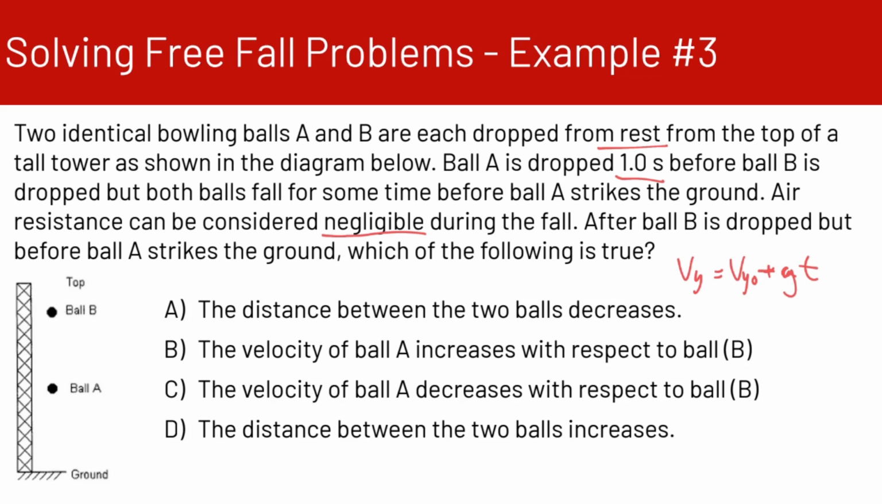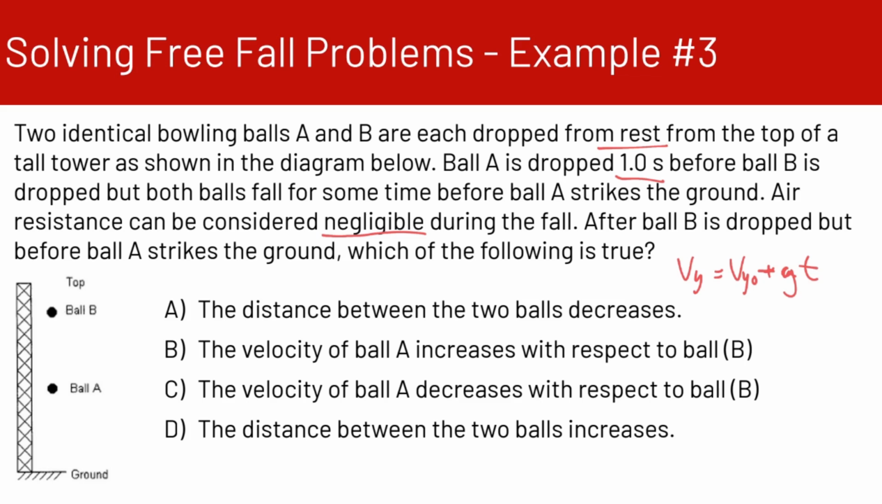So every second, the velocity is only increasing by a factor of 1. So if we created a table, we could see that each second the velocity of ball B is increasing at the same rate that the velocity of ball A was increasing. So if ball B is dropped a second after ball A, ball B is increasing its velocity 1 second behind ball A, but it's the same rate. So the velocities are increasing at the same rate of minus g.